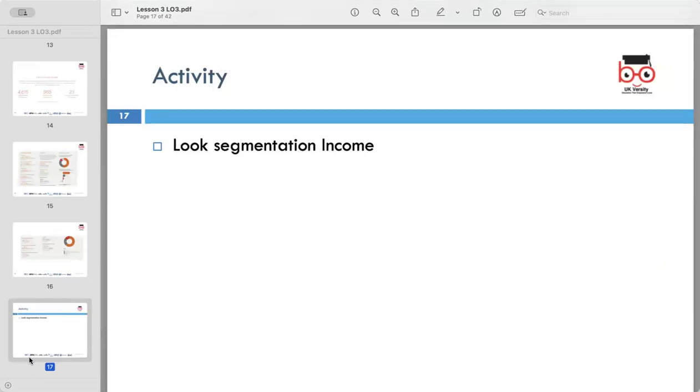Next, segmentation of income, it's like an activity. You are tasked with analyzing income segmentation, which involves categorizing revenue streams based on various factors such as geographic regions, customer segments, product lines, or service offerings. So by dissecting income sources into distinct segments, you can gain insight into revenue composition, performance drivers, and market dynamics, enabling you to identify growth opportunities, mitigate risks, and formulate strategic recommendations for optimizing revenue generation and enhancing business performance.